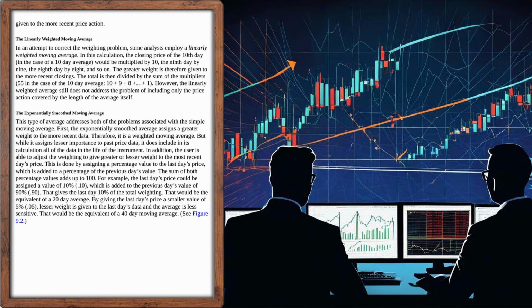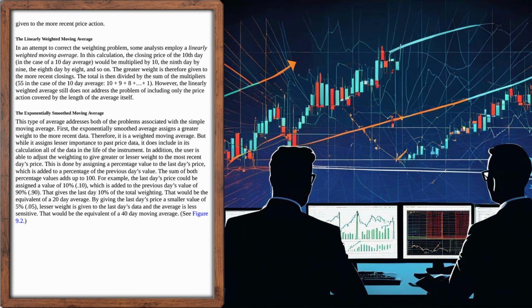The linearly weighted moving average. In an attempt to correct the weighting problem, some analysts employ a linearly weighted moving average. In this calculation, the closing price of the 10th day, in the case of a 10-day average, would be multiplied by 10, the 9th day by 9, the 8th day by 8, and so on. The greater weight is therefore given to the more recent closings. The total is then divided by the sum of the multipliers, 55 in the case of the 10-day average, 10 plus 9 plus 8 plus 1.